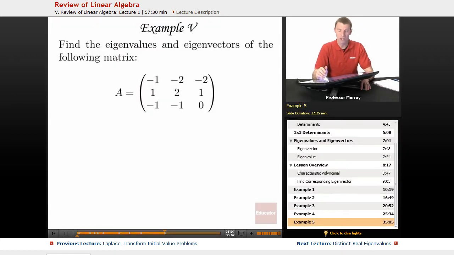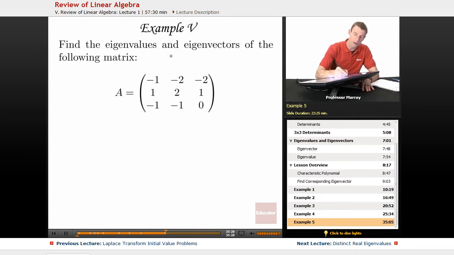Example, we've got a 3 by 3 matrix, -1, -2, -2, 1, 2, 1, and -1, -1, 0. And we want to find the eigenvalues and eigenvectors of this matrix. So this one's going to be quite a bit messier algebraically than the previous example, but the principles are still exactly the same. So let me walk you through that.